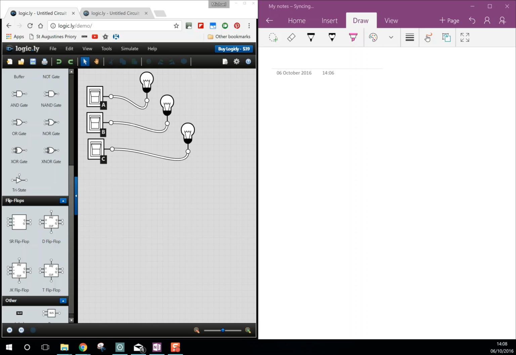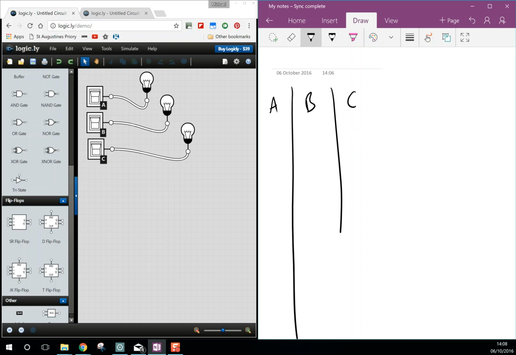A look at some more complex logic gate circuits. In most of these examples you'll be dealing with 3 inputs, and you can see on the left I have 3 switches with 3 light bulbs. The switches are my inputs and the light bulbs are my outputs, and they're labelled A, B, C. At the moment they're all switched to off. So one of the possible combinations we can have is 0, 0, 0.